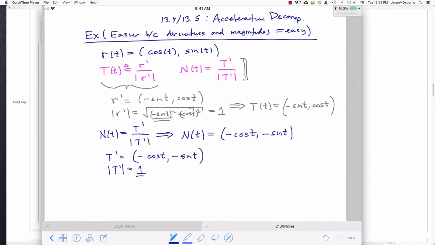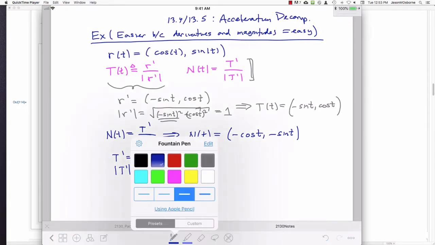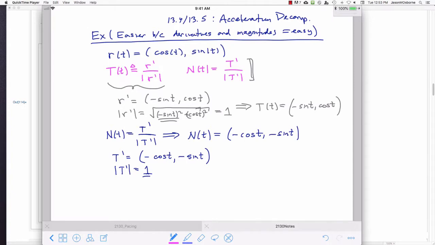Okay, so there's T and N. They are functions of t. The entries are functions of t, which means that the vectors are going to change from point to point. Okay, they're going to change direction. Okay, very important thing to note here.